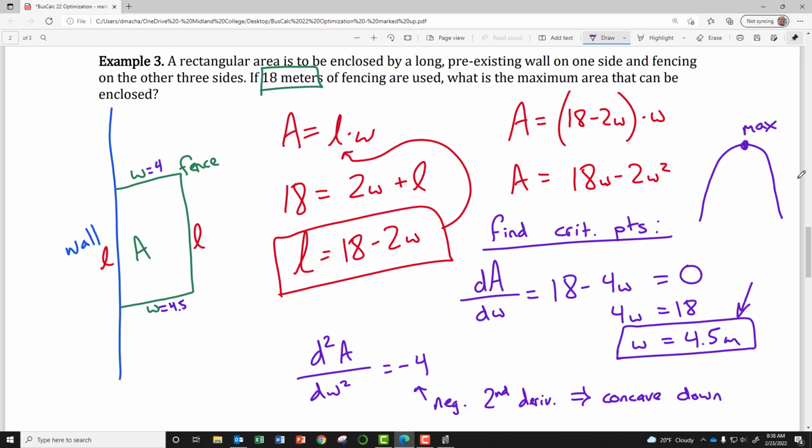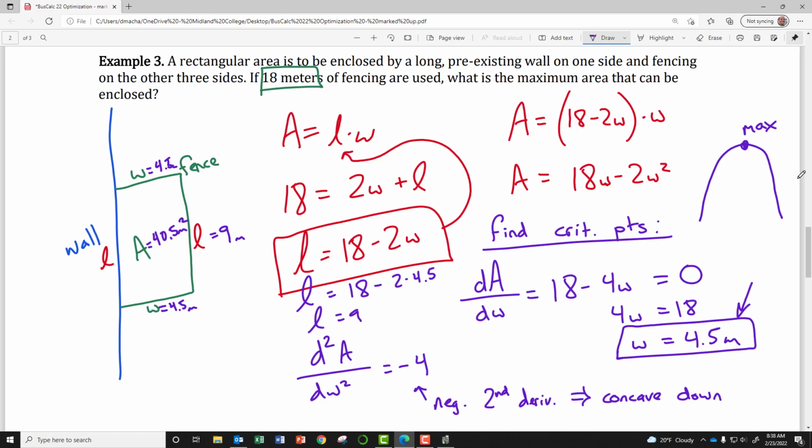What does that mean my length is? Well, I have length as a function of width. So this is 18 minus 2 times 4.5. That's 18 minus 9, because 2 times 4.5 is 9. And 18 minus 9 is 9, so this length is 9 meters. And so I know the dimensions now of fencing that give me the maximum area. And then 4.5 times 9 takes me a moment to think about, but I think that's 40.5 meters squared.